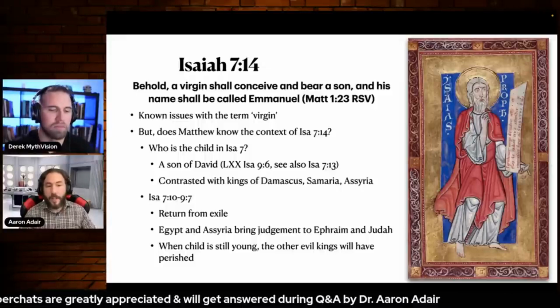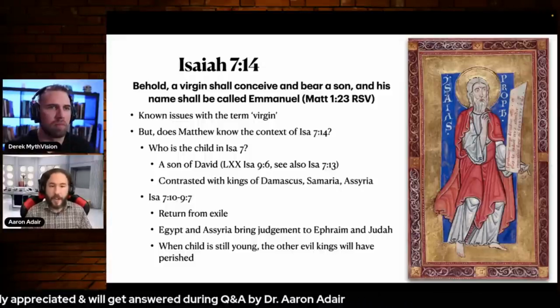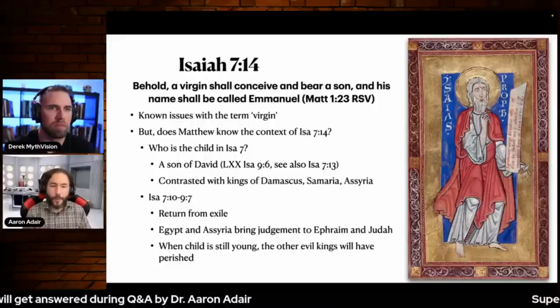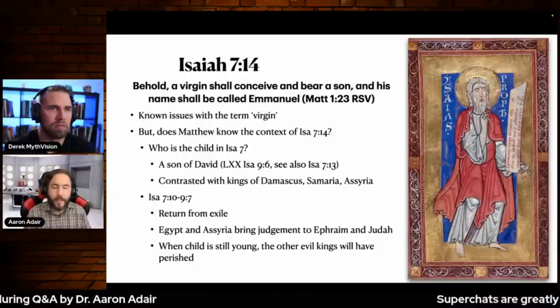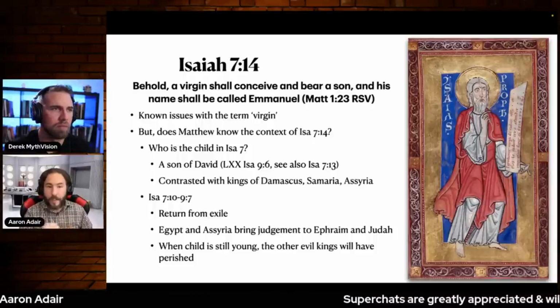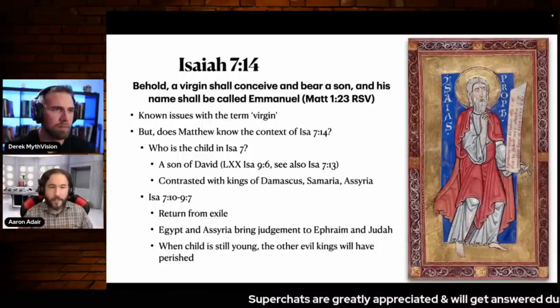So this child is supposed to be of the Davidic line. This seems to be indicated in multiple places in Isaiah, including the verse just before the quote-unquote virgin birth prophecy.